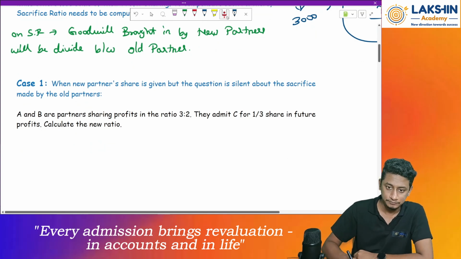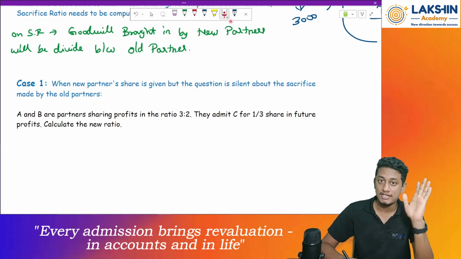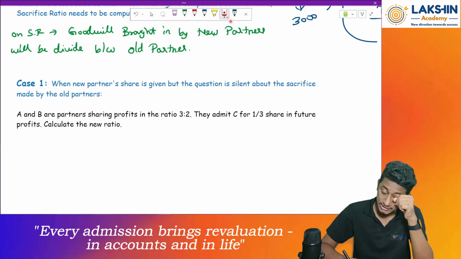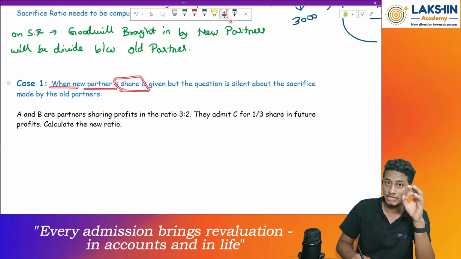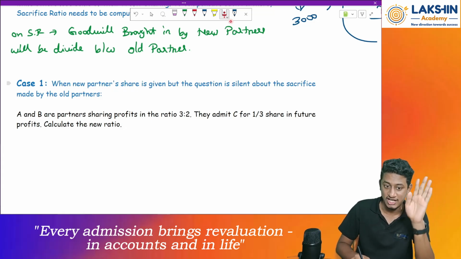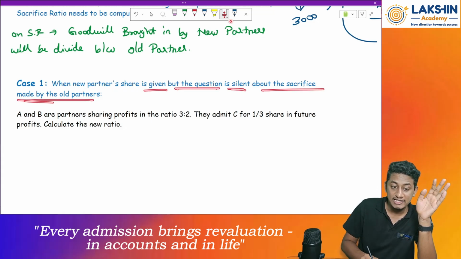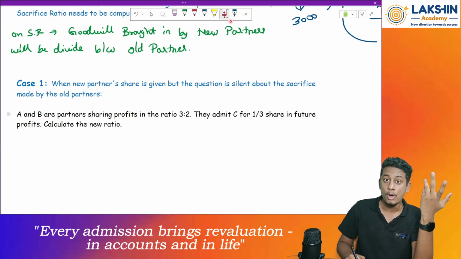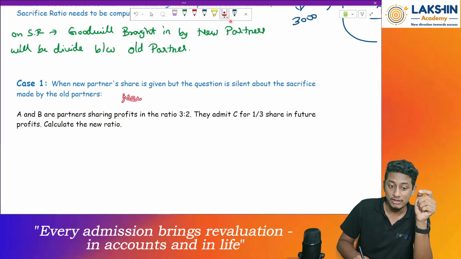There are 5 different case studies, and depending on these case studies, you will be asked in the question. So let's see. First one, when the new partner's share is given. Whatever share the new partner has been given in the firm is stated, but the question is silent about the sacrifice made by the old partners. We don't know the sacrifice made by the old partners, but we need to find out the new sharing ratio.